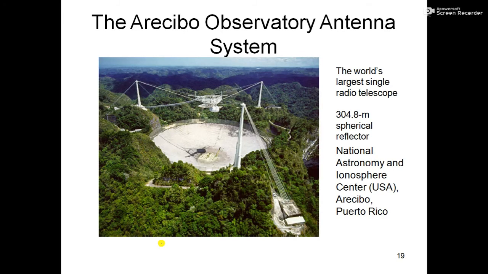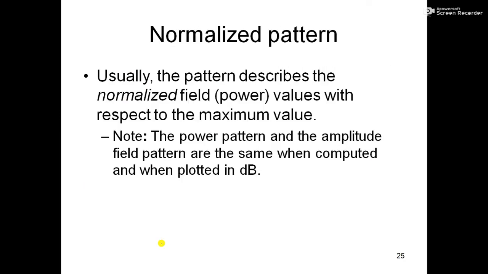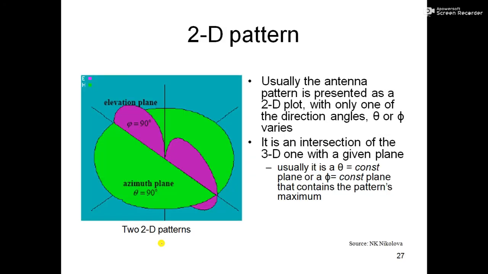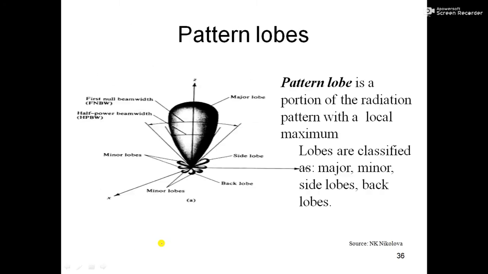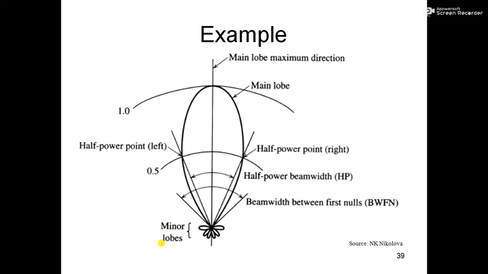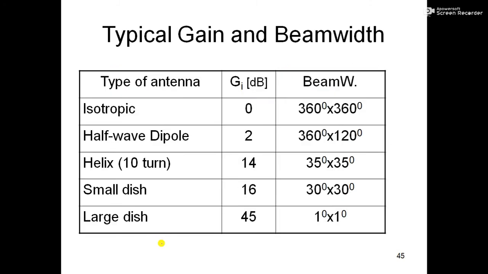Here I showed this. This is as big as 3 football fields. And this is so big because we need a very sharp pointing beam in one particular direction. And that's why this is a large dish antenna. I hope this is clear.